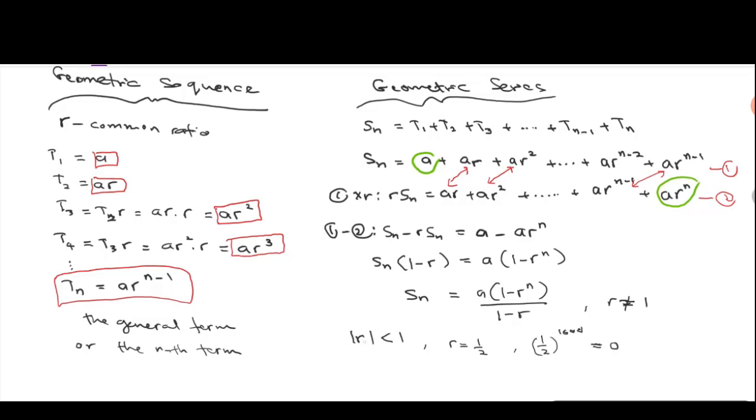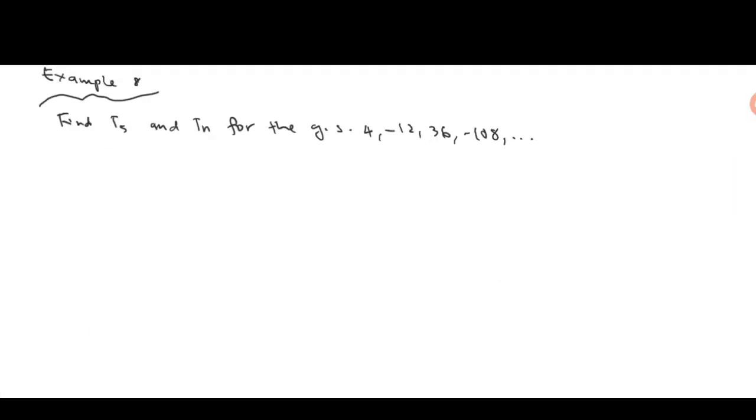If the absolute value of r is less than 1, we can find the sum to infinity, where when n approaches infinity, r to the power of n will approach 0. So therefore, S infinity is equal to a times 1 minus 0 over 1 minus r, which is equal to a over 1 minus r. This is called the sum to infinity.